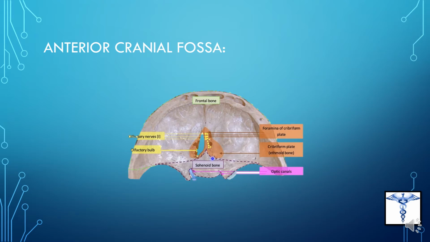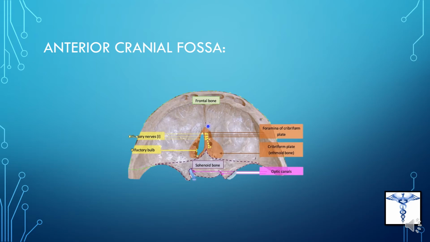Here is the anterior cranial fossa. Anteriorly is the frontal bone. Posteriorly is the lesser wing of sphenoid. Medially is the ethmoid bone. The ethmoid bone has a plate and a projection. The plate is called the cribriform plate and the projection is called the crista galli. The cribriform plate has small perforations for the olfactory nerves. The ethmoid bone supports the olfactory bulb. The olfactory nerve is for the sense of smell.